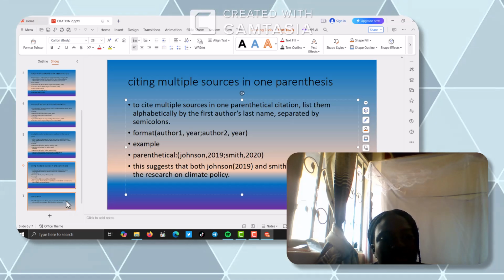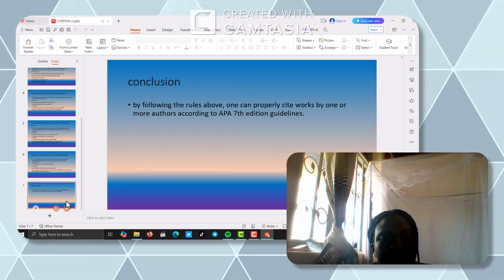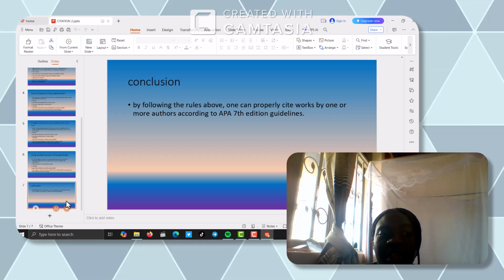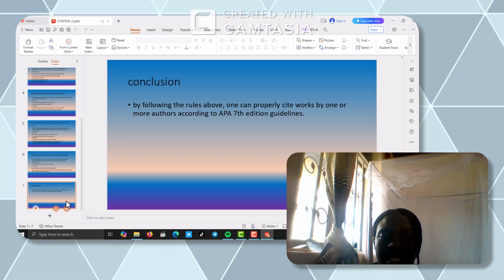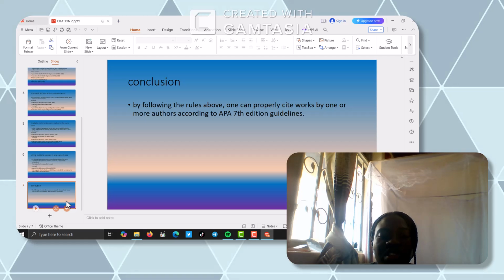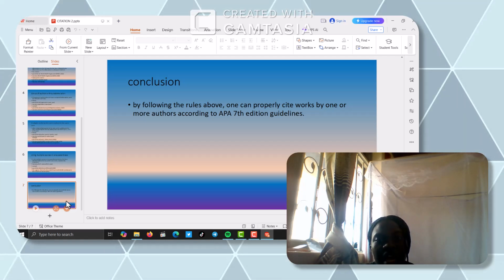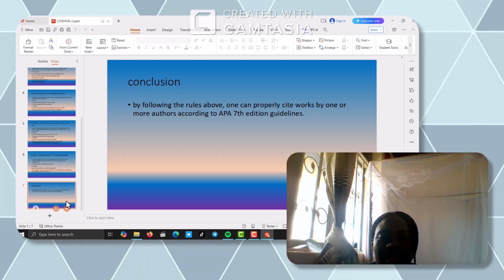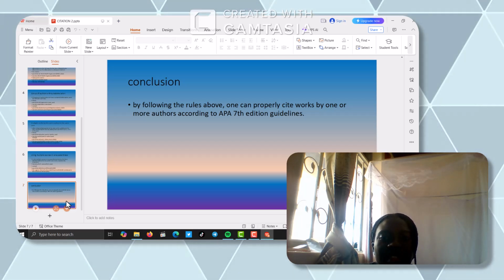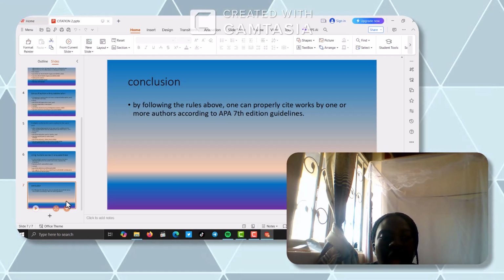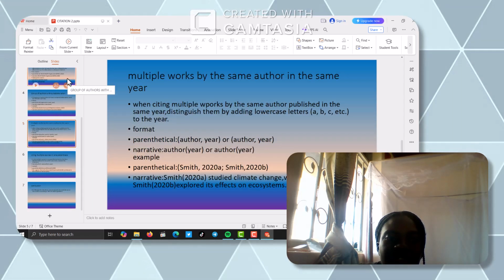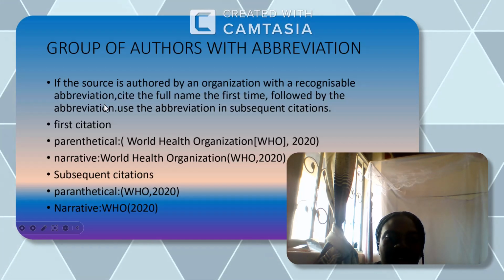And then we move on to the conclusion. I've taken you through citing from the first author to a group of authors. In conclusion, by following all the rules, one can properly cite works by one or more authors according to APA 7th edition guidelines. I hope you have understood how to cite, so next time when your lecturer gives you work, it won't be something hard for you.